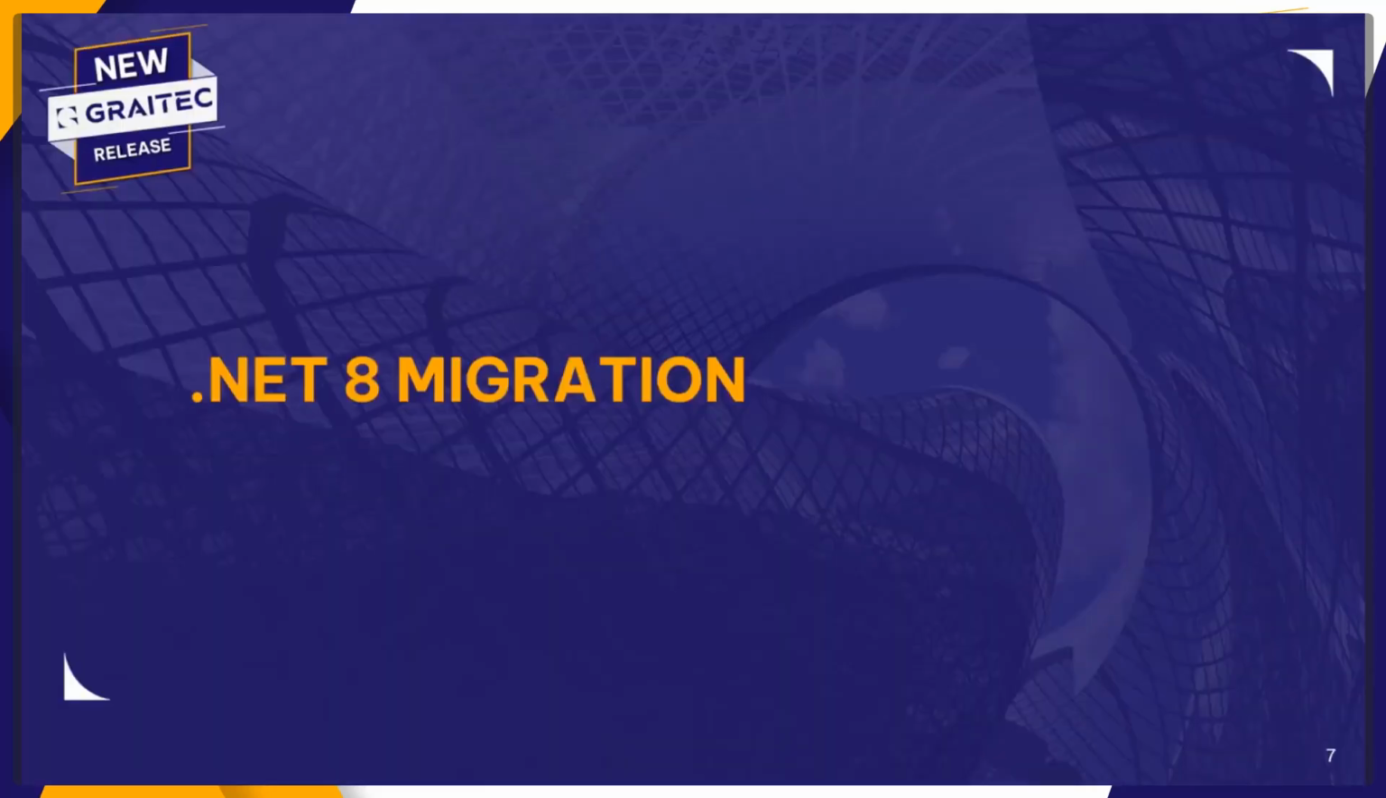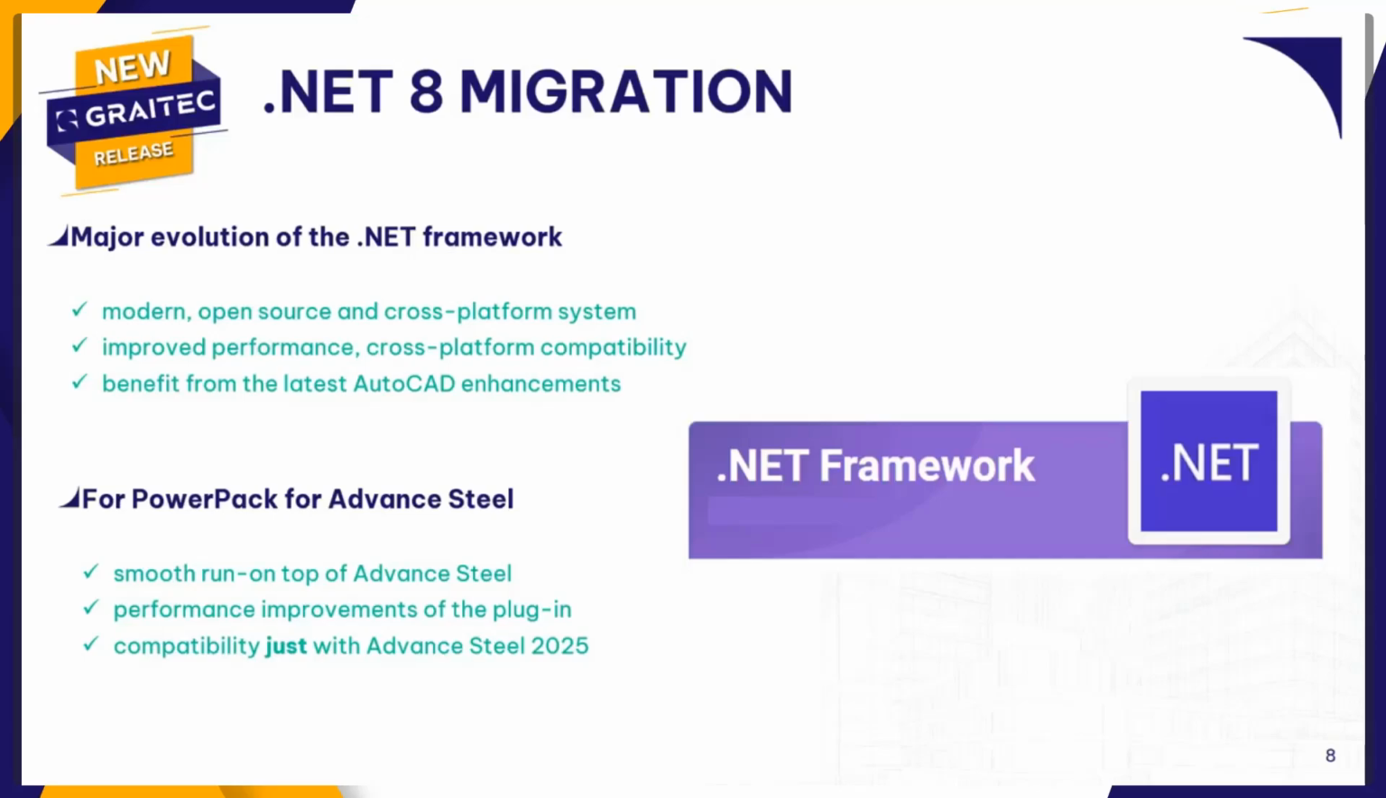The first topic, .NET 8 migration. This is a very important migration. It's a major evolution of the .NET framework. It's not just an incremental update. As unlike the old .NET 4.8, the .NET 8 is more modern, it's open source and a cross-platform system. Advanced Steel has a better performance because of this migration. Also, it benefits from the latest AutoCAD enhancement.